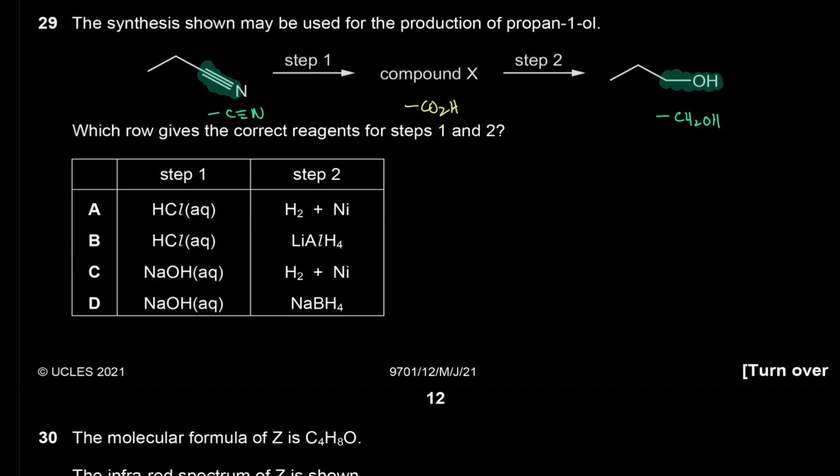For step 2, from carboxylic acid to primary alcohol, you can only use LiAlH4 in dry ether, right? Anhydrous LiAlH4. So that means in the first step, we're hydrolyzing the nitrile to form a carboxylic acid. And the second step, we're reducing the carboxylic acid with LiAlH4, lithium aluminum hydride, to produce a primary alcohol. So the answer is B.